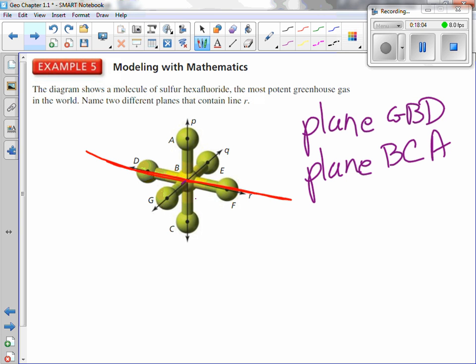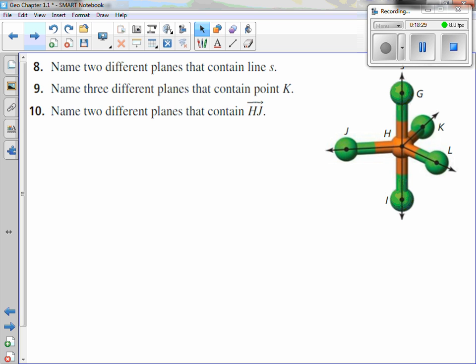So we can almost use these three here, these three. I mean, we could use any of those combinations of three. Questions on naming that line? Get ready for the last one. Number 8. So name two different planes that contain line S. So line S, it's kind of hard to see because of that thing there. But it's this line going straight up and down.